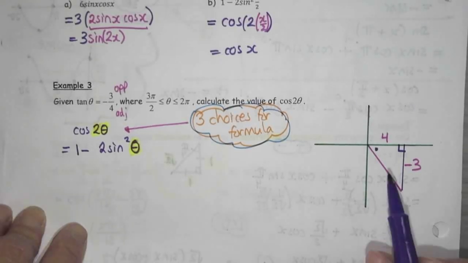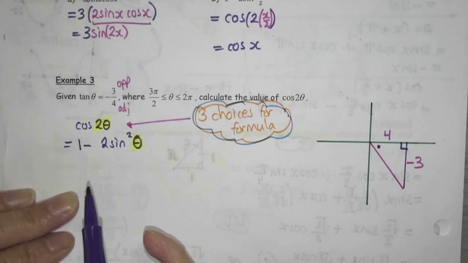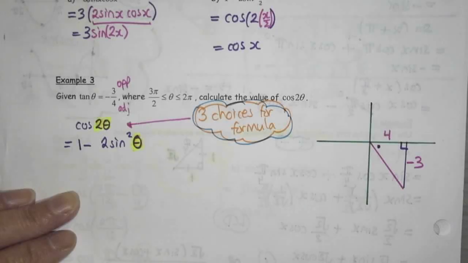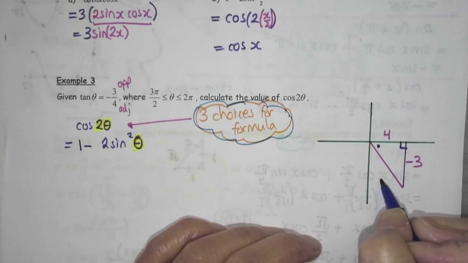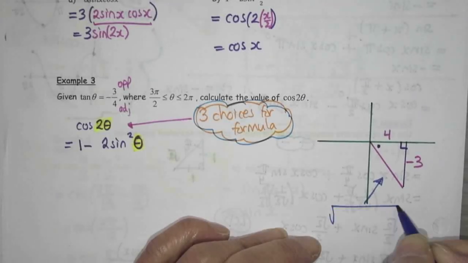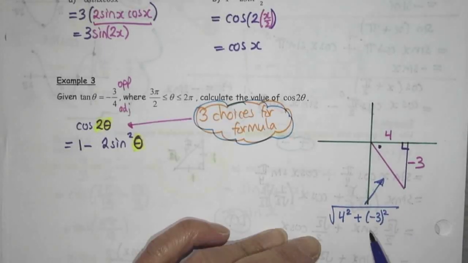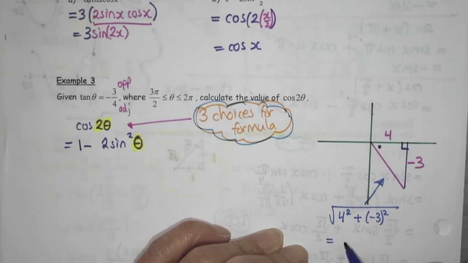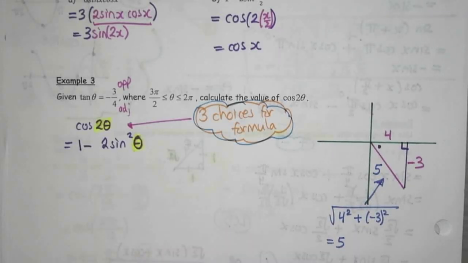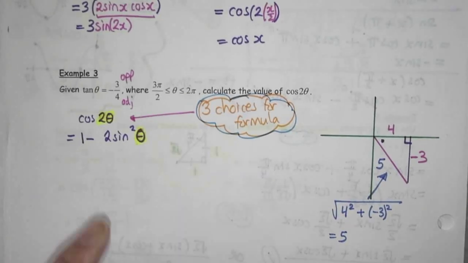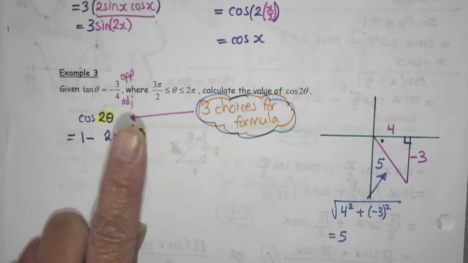So then we go to our tan theta, and we need O over H, opposite over hypotenuse. I'm missing the hypotenuse. So let's go over here, and let's find this one using Pythagorean theorem. So it'll be 4 squared plus negative 3 squared. 16 plus 9 is 25, so that would be 5. So I put 5 here. Then we're just going to plug it in. But remember, it's 2 theta, so it's half of whatever that angle is.